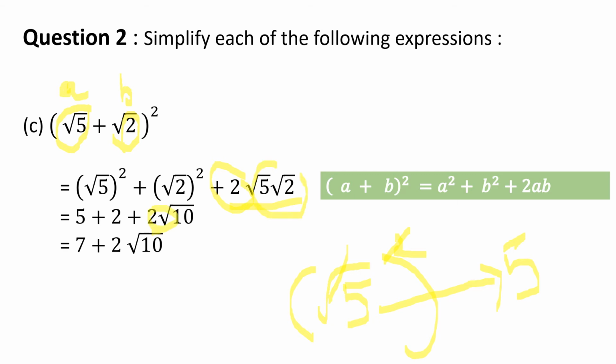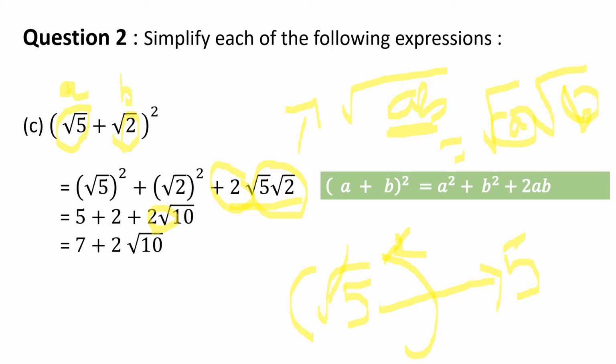Root 5 and root 2 I can multiply. Which formula do I use? I use the root AB formula. Root AB is root A into root B. So here you can see root 5 into root 2. So that will become root 5 into 2. Root 5 into 2 is 10. So root 5 into root 2 is root 10, right? So nothing, you just put a common root and you multiply the numbers that are inside the root. 5 into 2, 10. So root 10.